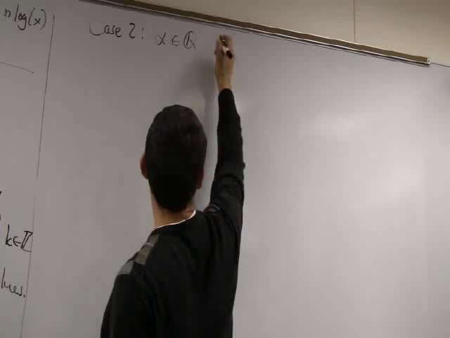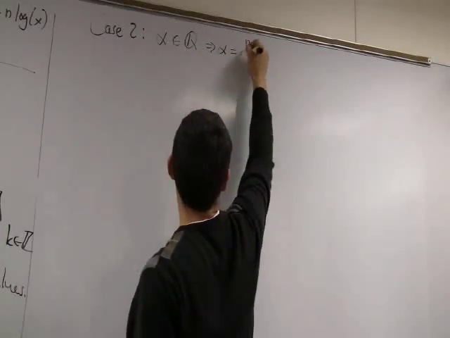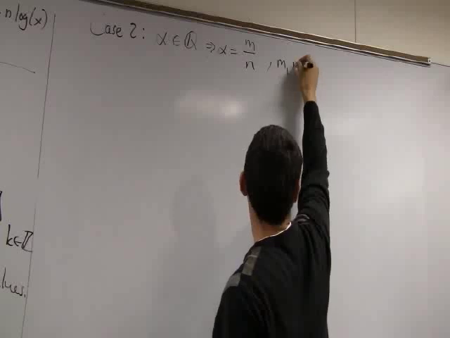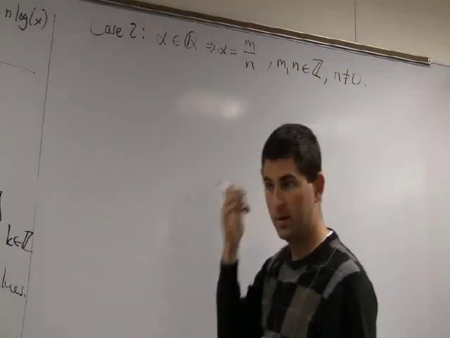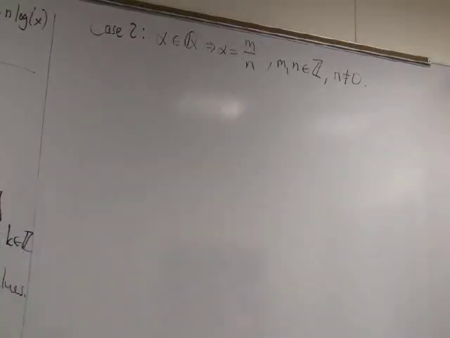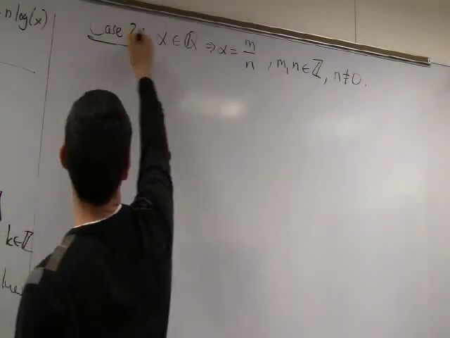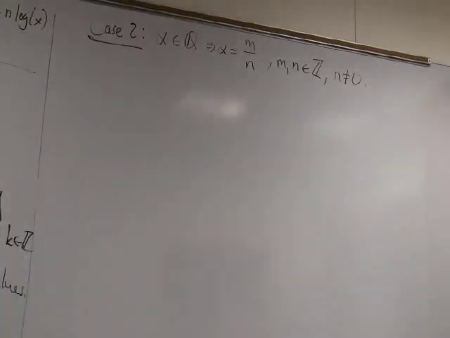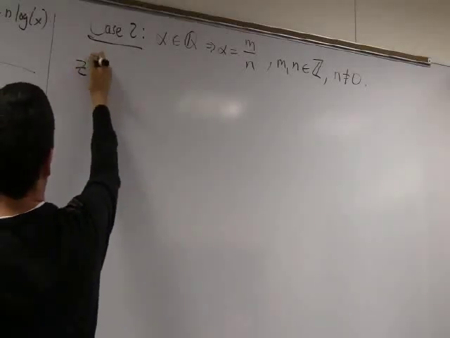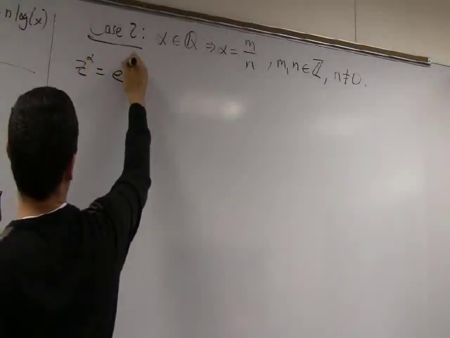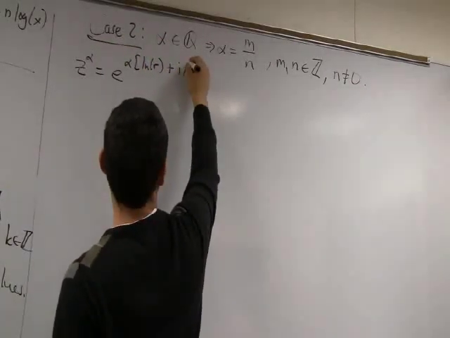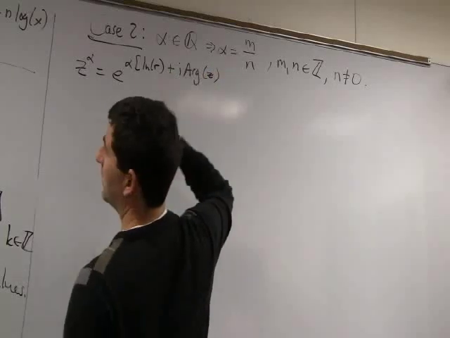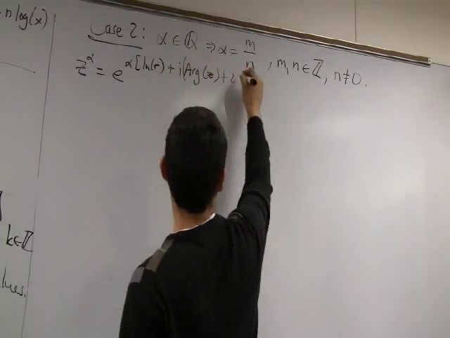So that means alpha looks like m over n, where m and n are integers and n is not 0. Okay. So, of course, the definition is still the same. We still have that z to the alpha is e to the alpha times ln of r plus i times the argument of z plus 2 pi k.